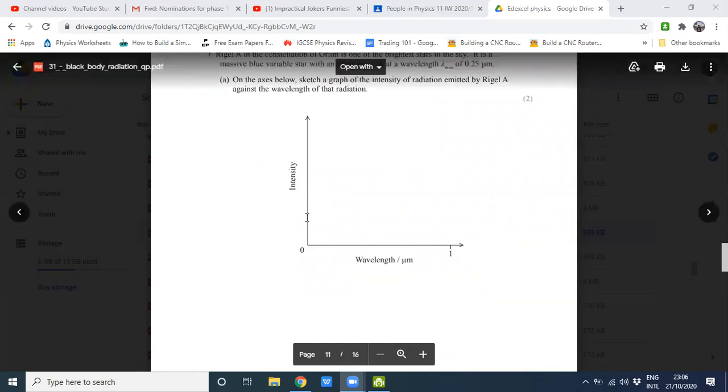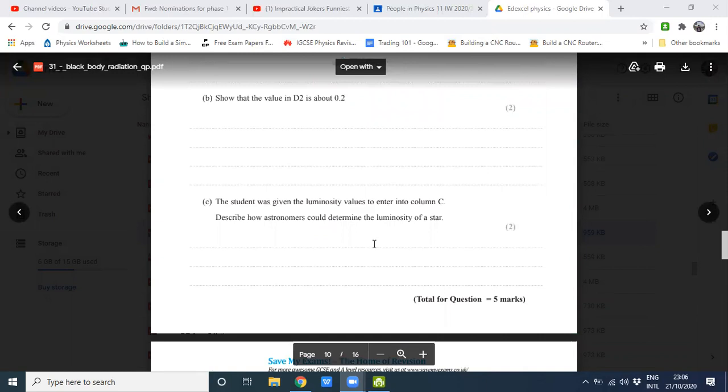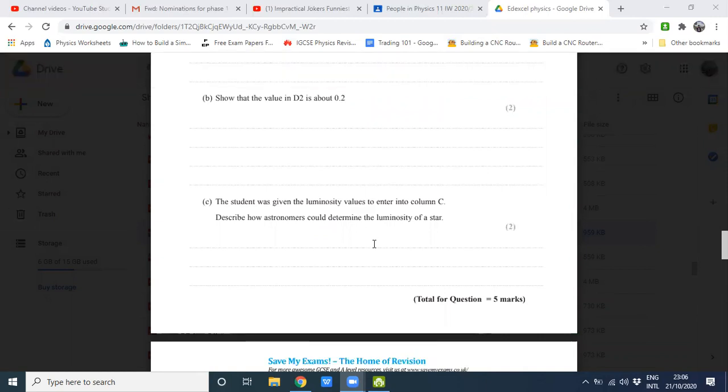Intensity, wavelength. Okay, sketching these are fine. So please continue doing these papers and bring up any issues that you may have.